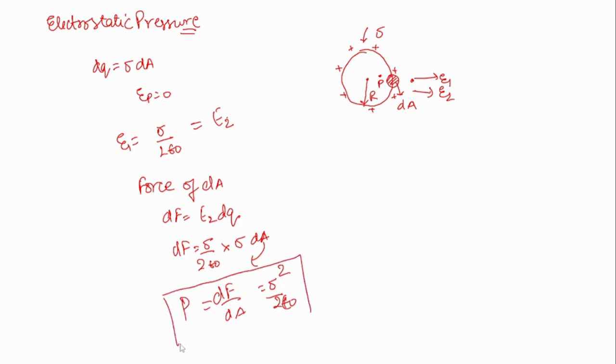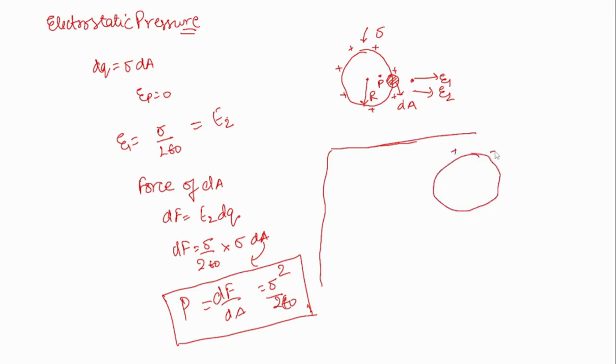Electrostatic pressure is nothing but sigma square by 2 epsilon naught. From this you can get one more thing. If you consider that it is a soap bubble, then what will be the radius of the soap bubble? This electrostatic pressure will be the excess pressure due to the surface tension.